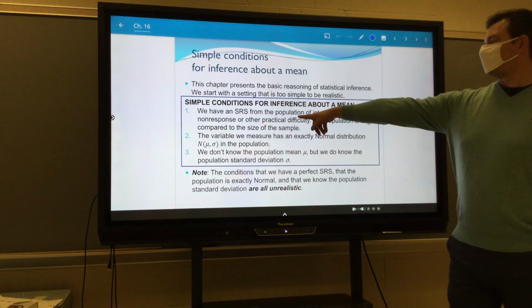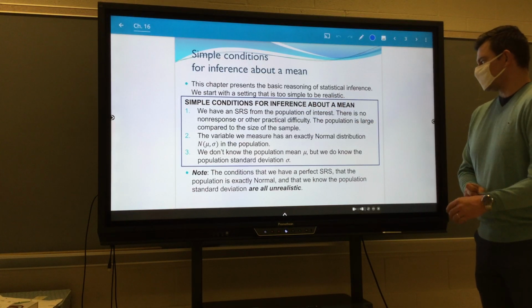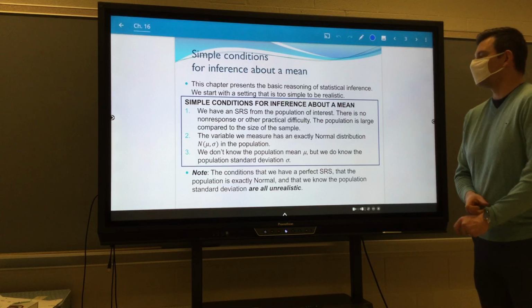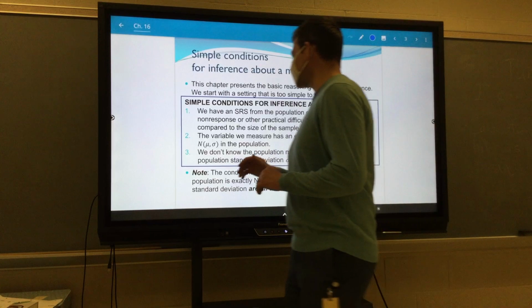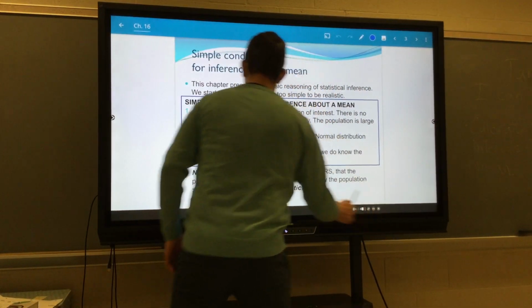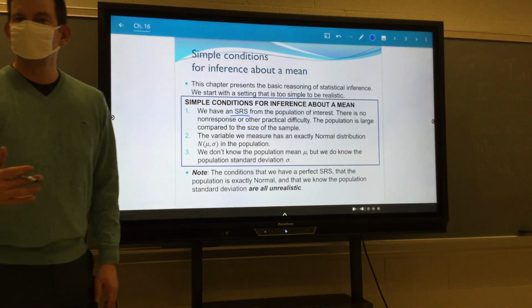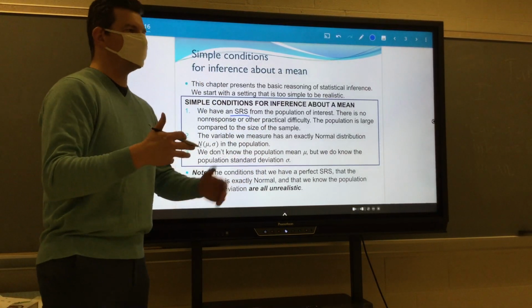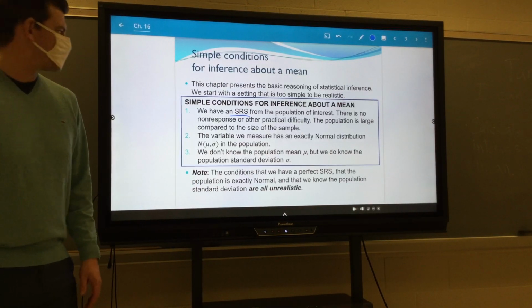We start with conditions that seem straightforward, but when you start to think about actually satisfying the conditions, it's impossible, right? First one, we have a simple random sample from the population of interest. There is no non-response or other practical difficulty. The population is large compared to the size of the sample. All right, well, we talked about all the issues with a simple random sample, okay? How we need that population frame that's not always practical. We looked at a bunch of different methods, okay?